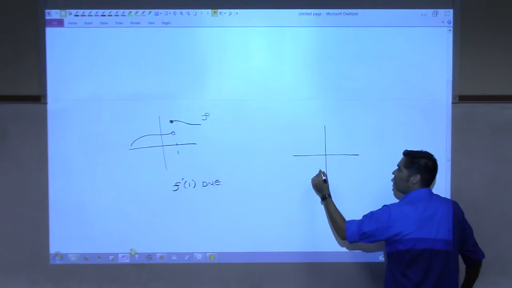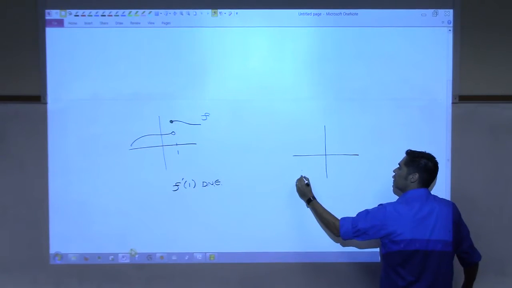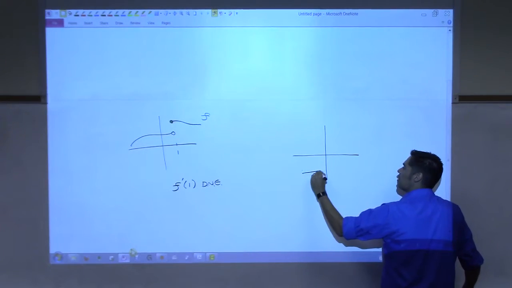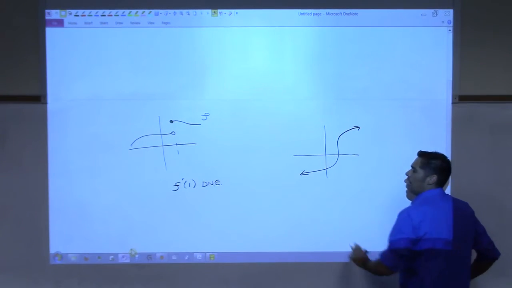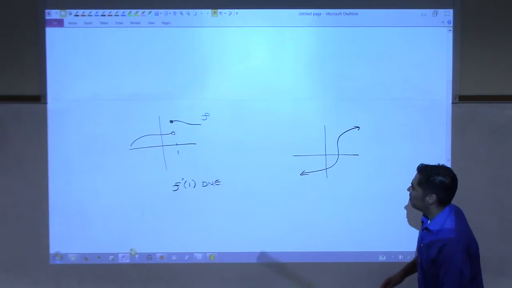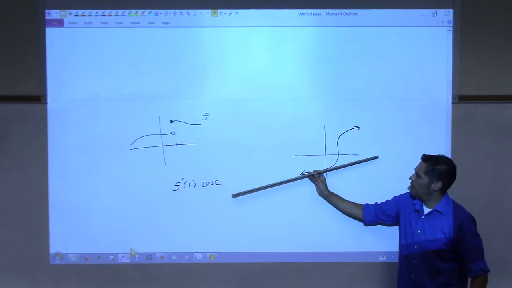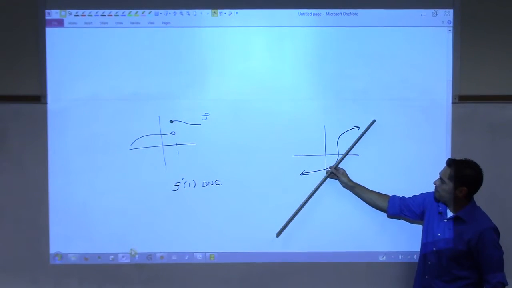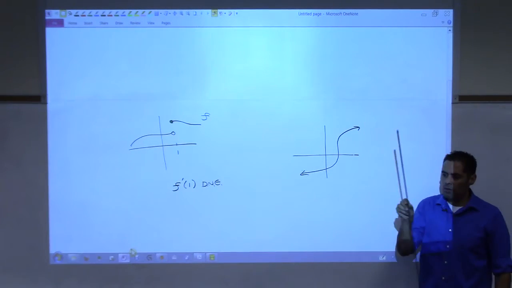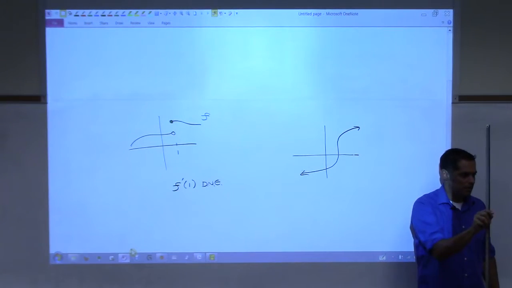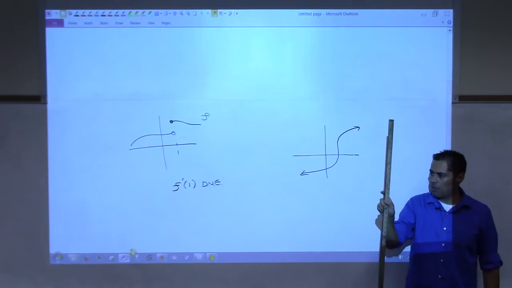And this is what we call a vertical tangent. So if you ever see a function that does something like that, what happens here is that as you look at the slope of the tangent line, it's trying to become vertical. And vertical lines don't have a slope. The slope of a vertical line is undefined.